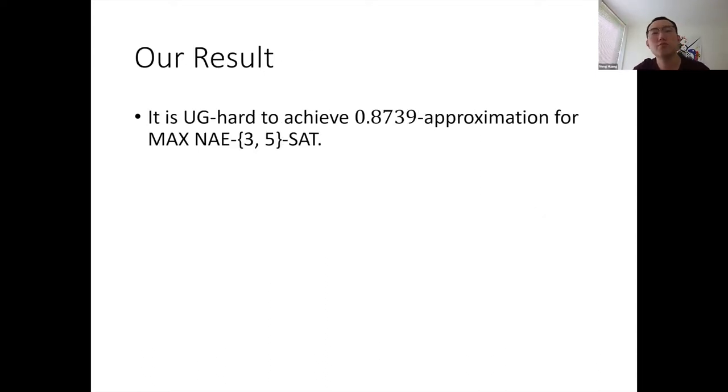So our result is the following. It is actually unique games hard to achieve a 0.8739 approximation, which is a little bit below 7/8, for max NAE-3/5-SAT. This is the problem where we allow clauses of size 3 and 5.